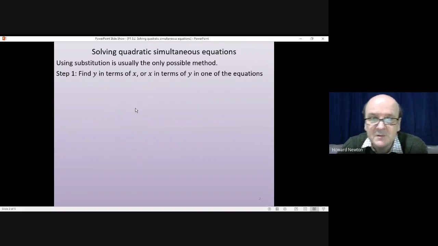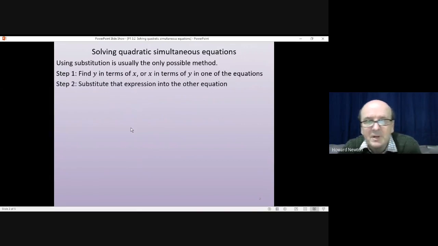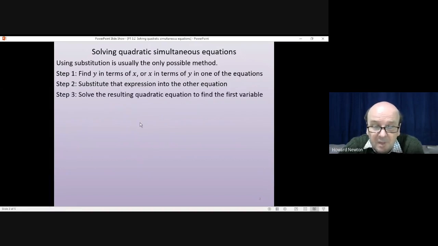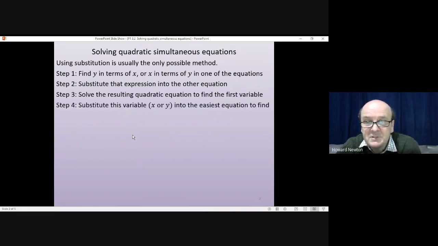The first step is you find y in terms of x, or x in terms of y, in one of the equations. That means you get y or x on its own. You make y or x the subject of that equation. Once you've done that, whatever expression you have on the other side, you substitute that into the second equation. You'll then get a quadratic equation. You solve that quadratic equation by the normal method to find two possible values for the first variable. Once you have those two values, you then substitute those into the easiest equation to find the other variable.